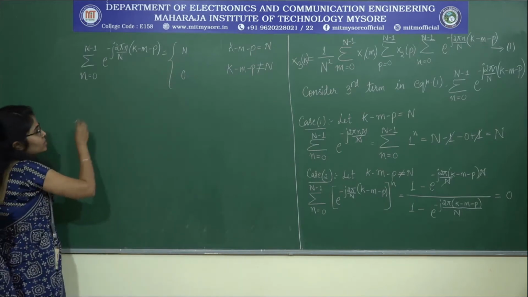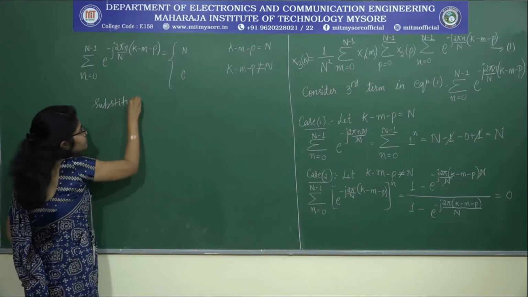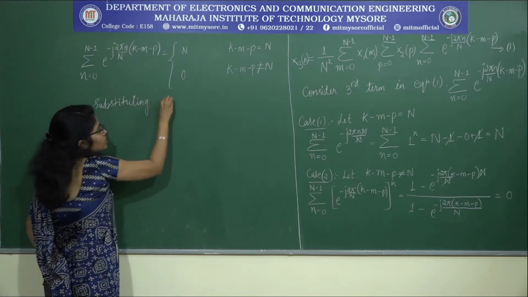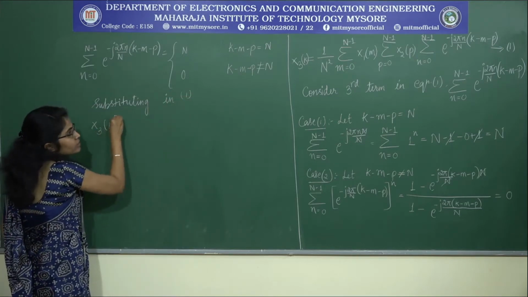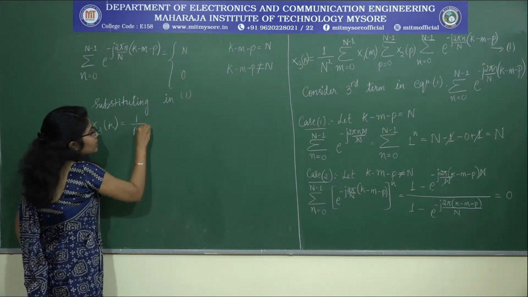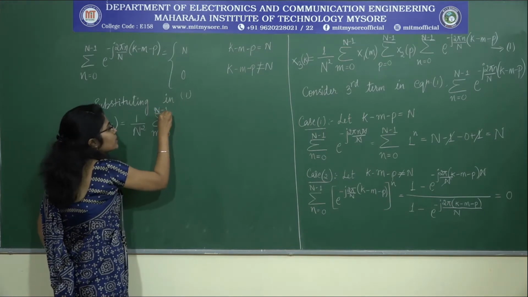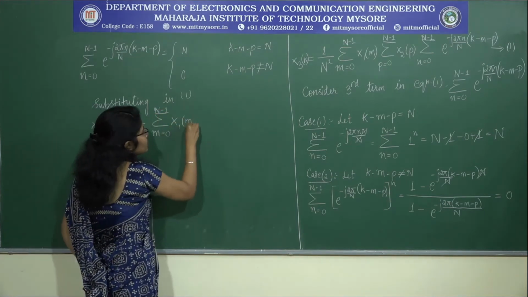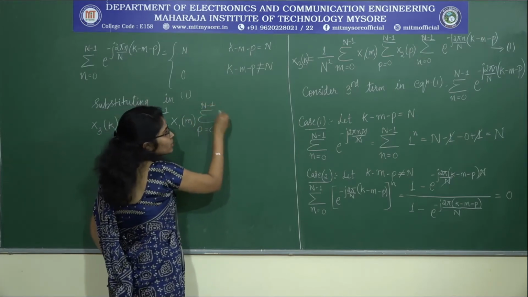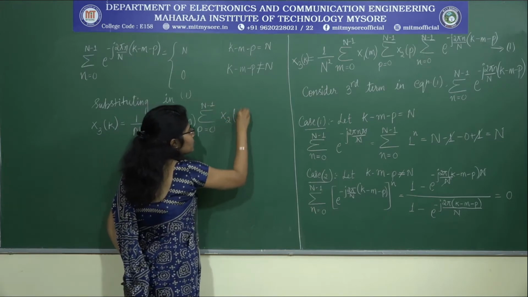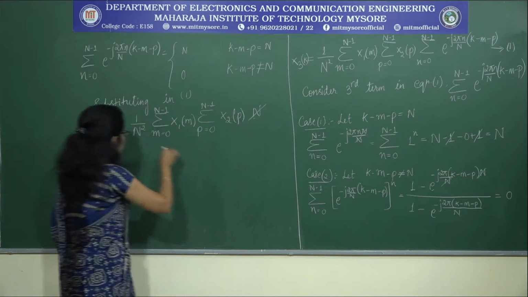So if I rewrite the equation, substituting in equation 1, x3 of k will be equal to 1 by n square summation m ranges from 0 to n minus 1 x1 of m into summation p ranges from 0 to n minus 1 x2 of p into n. Now I can cancel n with n.